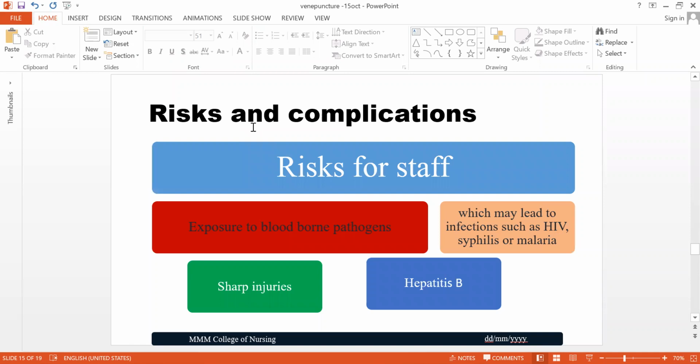Okay, let's see what the risks are for the staff. Staff is exposed to bloodborne pathogens such as HIV, syphilis, or malaria. And there is a high chance for the staff of sharp injuries and hepatitis B.